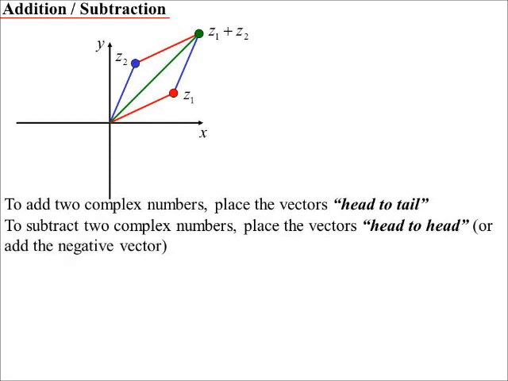To subtract, then instead of going head to tail, you go head to head. So it's like adding the negative vector. So to find, there we go, that one there would be Z1 minus Z2. Because I've slid it, but instead of putting the tail of Z2 on the head of Z1, I put the head on it. So it's gone head to head rather than head to tail.